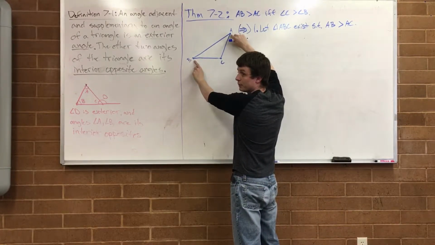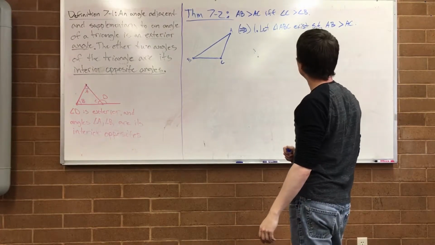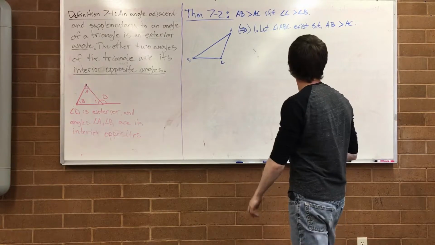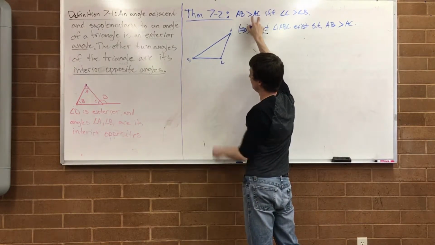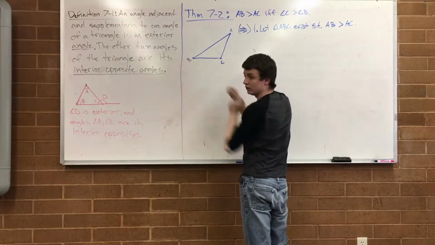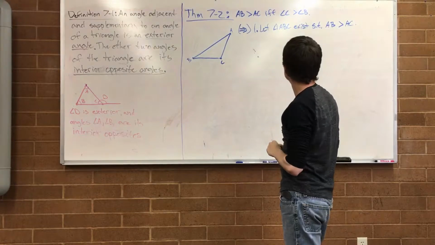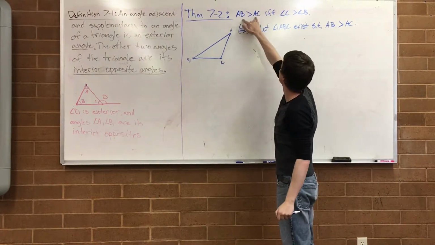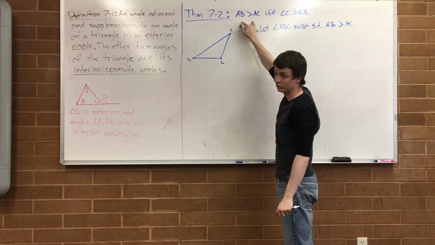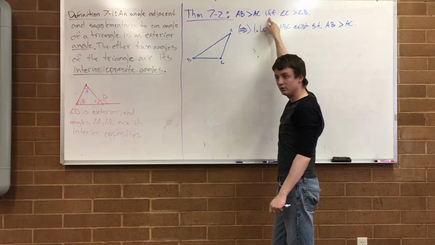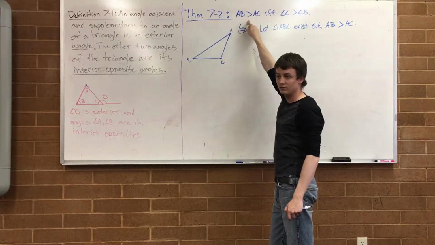Wait, why are you saying that? I need to show that the first thing I'm showing is that if AB is greater than AC, then this angle is bigger than this angle. Angle C is greater than angle B. So you're trying to prove that? Yeah, so right now I'm proving it this direction. I'm proving if this is true, then this is true. And then I'll prove it this direction. If this is true, then this is true. Remember what if and only if means? Yeah. It means this implies this and this implies this.